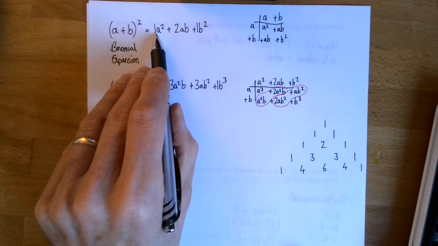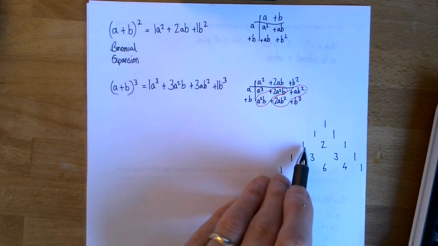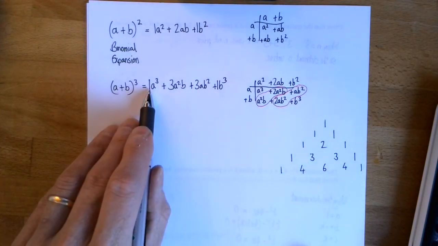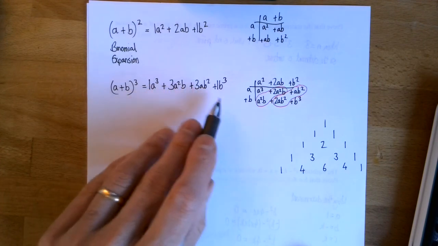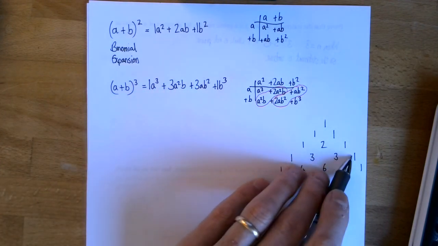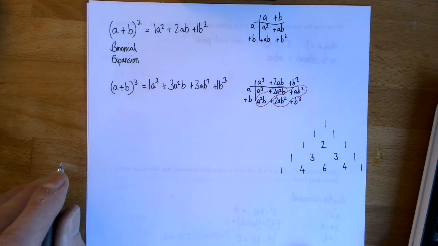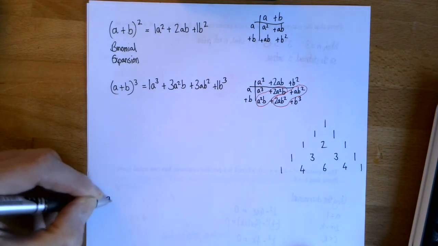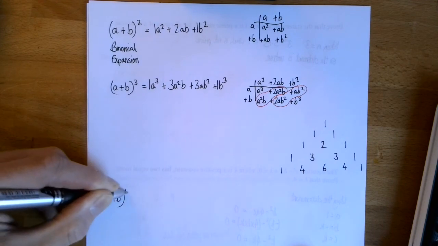I could keep on going with Pascal's triangle, but I can't help noticing that my coefficients here, 1, 2, 1, well, that's a row in Pascal's triangle, and my coefficients here, 1, 3, 3, 1, that's another line in Pascal's triangle. It couldn't, could it? What happens if we did this?